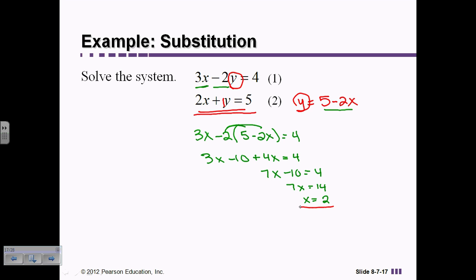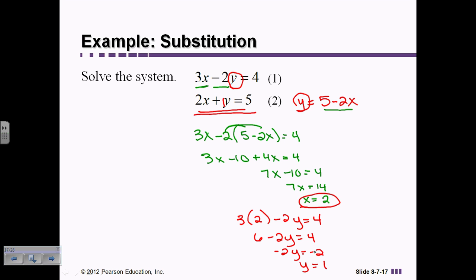Okay, so now once you've got x equals 2, you're going to pick one of the equations and substitute it back in, which we've already done before. And you get y equals 1. And we already checked it earlier, and we know that y equals 1 is the right answer.